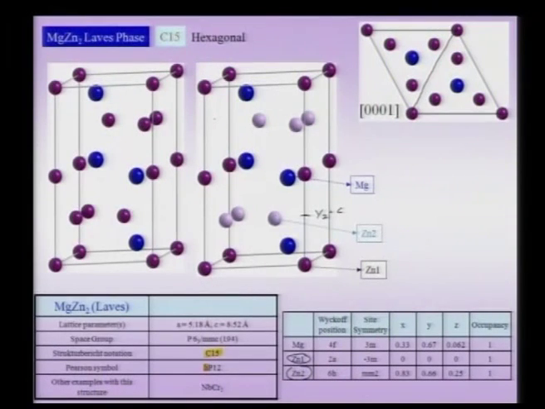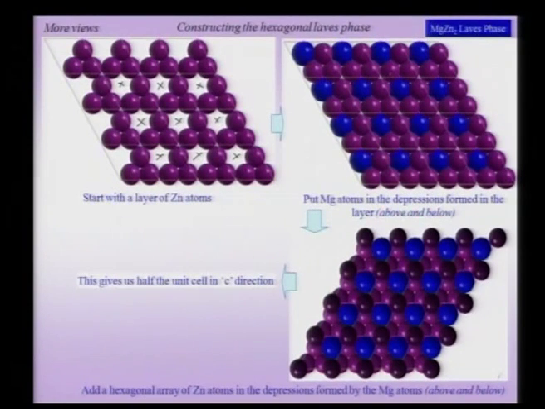So if you go to the diagram above, you can see that if you have a position of the zinc atom, for instance here, then I can put magnesium atoms one above and I can put one below also, which is what I do. I put them in the depressions.